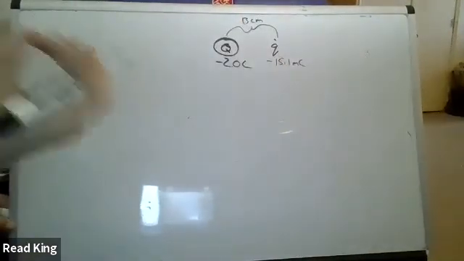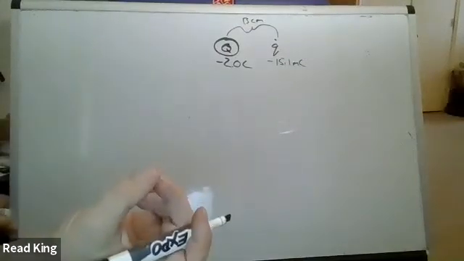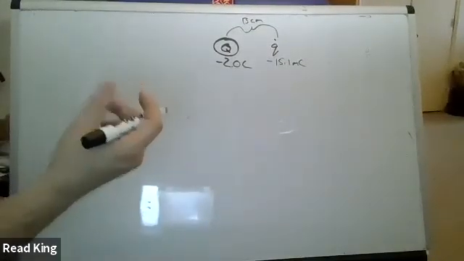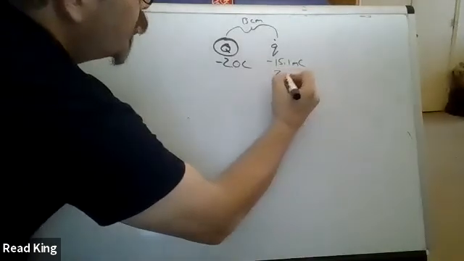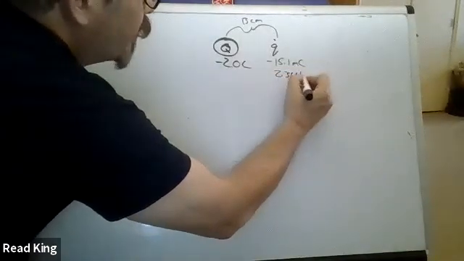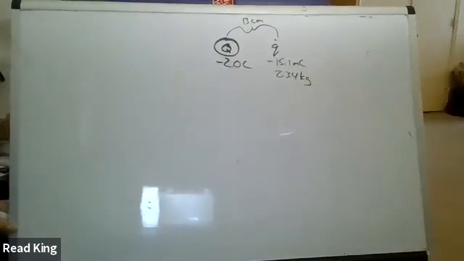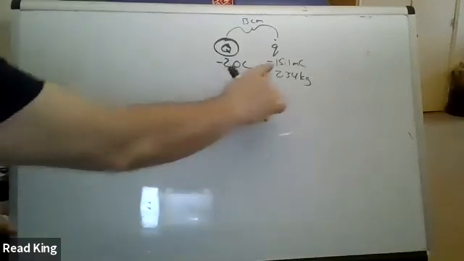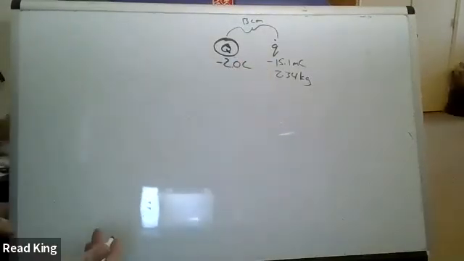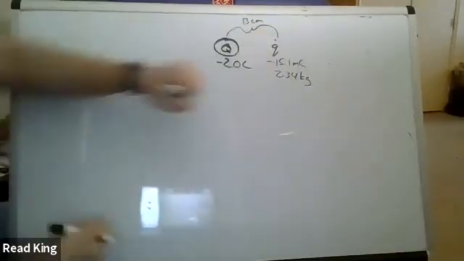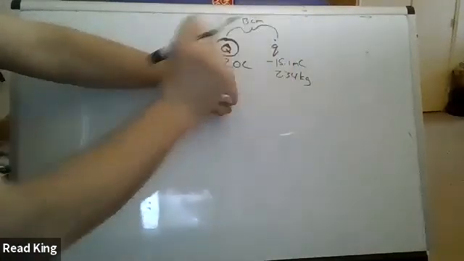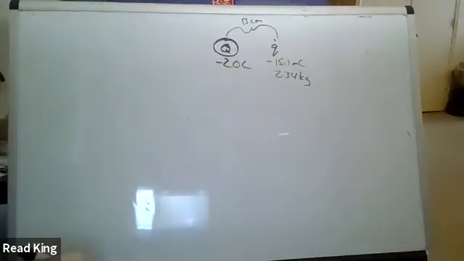Now, that charged particle actually has some mass. It's actually relatively large, so let's make the mass 2.34 kilograms. So we've got a charged particle with some mass a certain distance away. Because these are both negatively charged, we know they're going to repel each other. This one we're not going to allow to move, so the little one is going to be accelerating away.